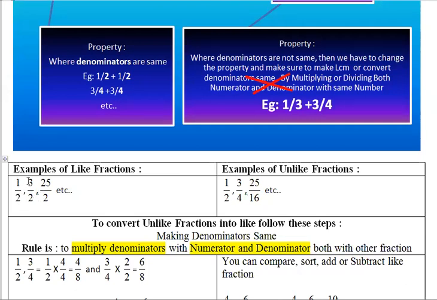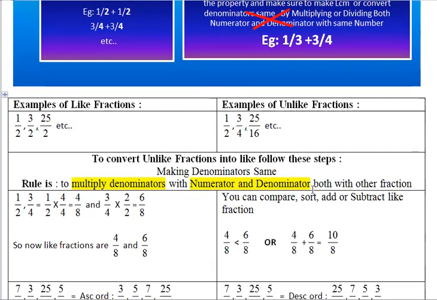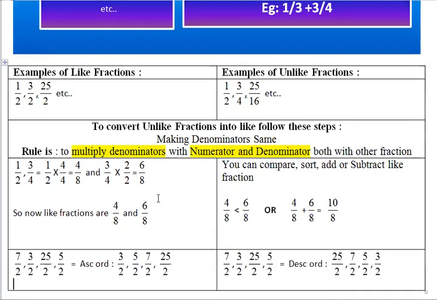1 upon 2, 3 upon 2, 25 upon 2. That means all the denominators are the same. These are like fractions. 1 upon 2, 3 upon 4, 25 upon 16. All the denominators are different. So these are unlike fractions. To make unlike fractions into like, what we can do is, for example, we have given over here 1 upon 2, 3 upon 4.